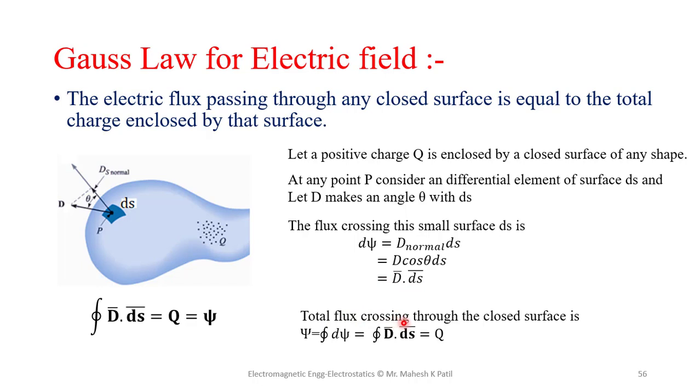Now the total flux crossing through that closed surface, total flux psi, is equal to the closed surface integration of d psi. What is d psi? It is D bar dot ds bar. So the closed surface integration of D bar dot ds bar is equal to the total charge enclosed by that surface, q. This is the Gauss law. It says that the total electric flux given out by any closed surface is equal to the total charge enclosed by that surface.